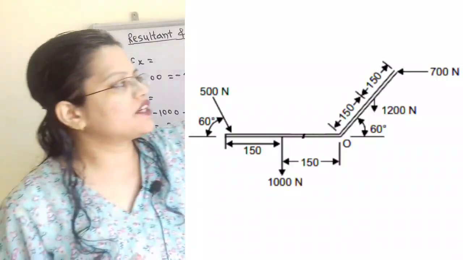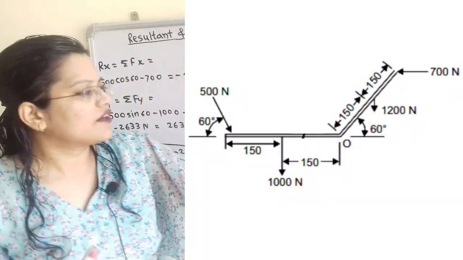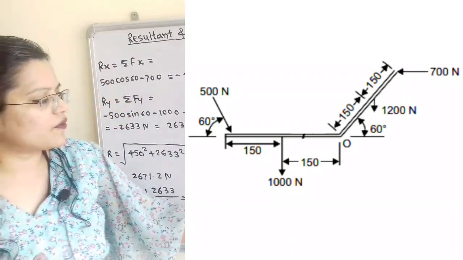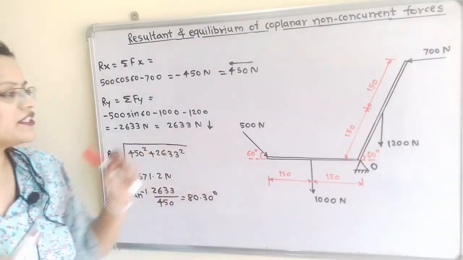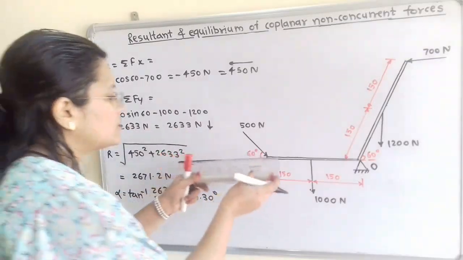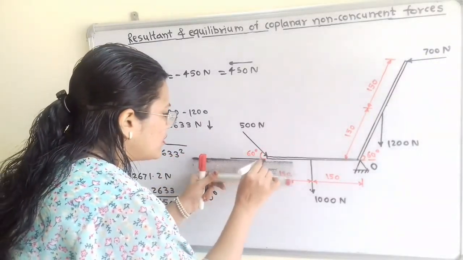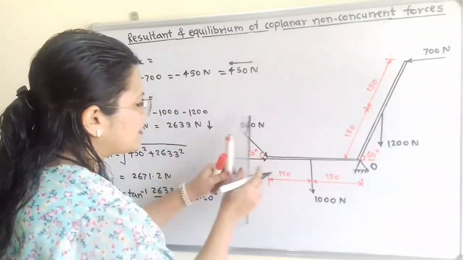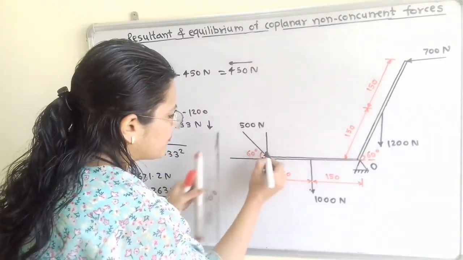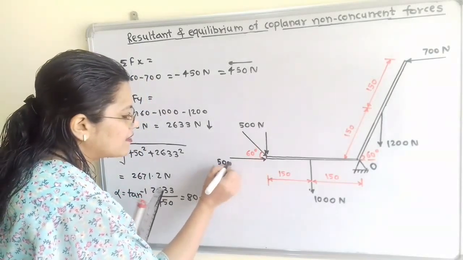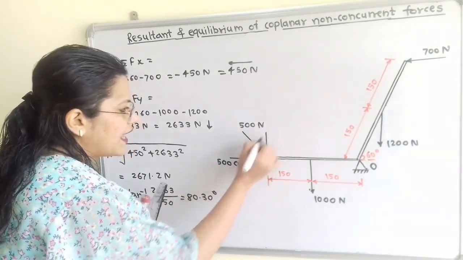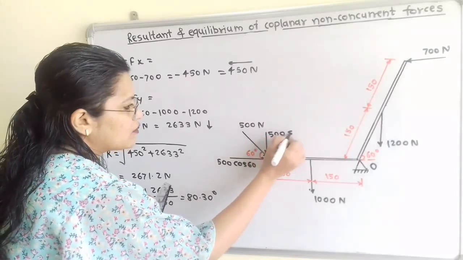Now the 700 Newton is a horizontal force, 1200 Newton is a vertical force, and 1000 Newton is also a vertical force. Now we will resolve this 500 Newton force into horizontal and vertical components. So for the horizontal component we can write 500 cos 60, and for the vertical component 500 sin 60.